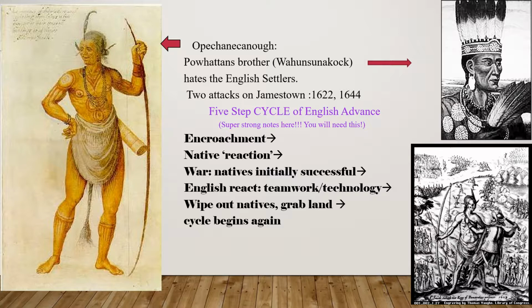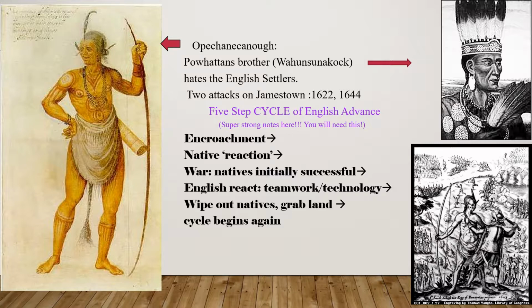Now, the first thing we need to talk about before we get to that five-step cycle is the background. As I pointed out in an earlier slide, the only thing the English want is the land. That's what they want all the time. They're always trying to get their hands on the land. So tobacco becomes the big cash crop, but they also need land for grazing. They're going to get cattle. Later on, they're going to get sheep. They need more land for food crops.